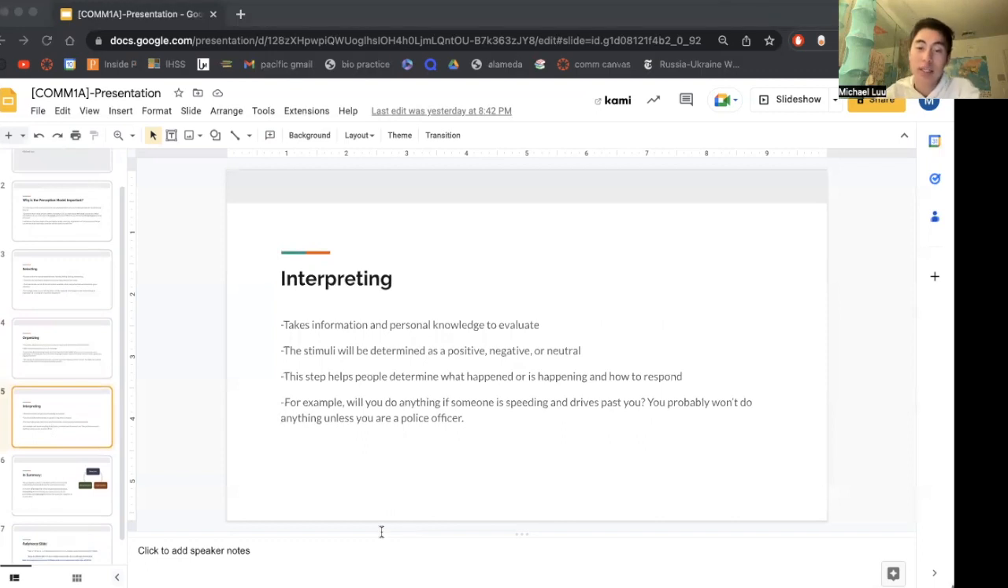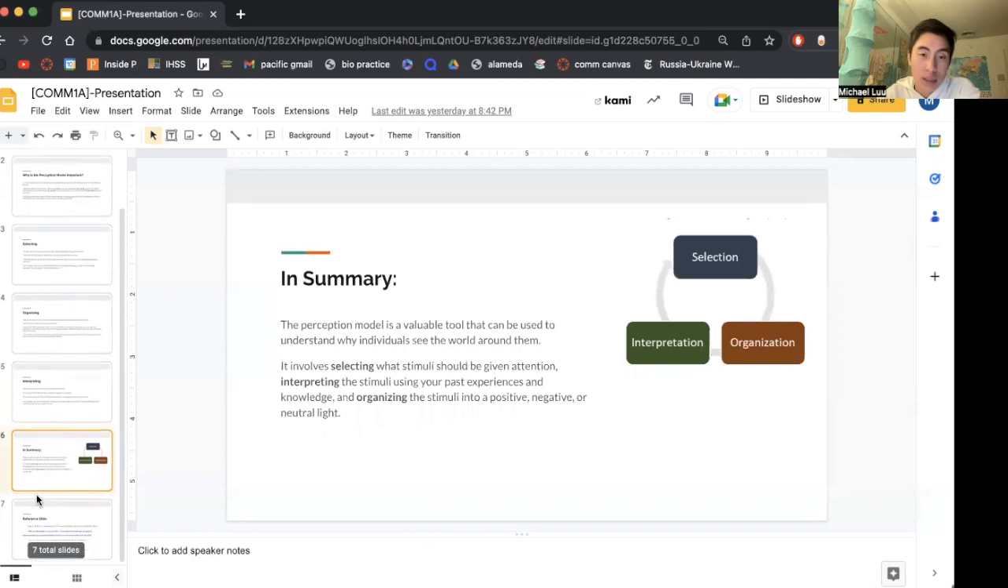This step involves deciding whether the stimuli you have received is positive, negative, or neutral. This step will help someone decide how to respond to the stimuli and whether or not a response is necessary. Someone seeing a car speed by at 90 miles per hour may ignore the car and continue with their life because there's nothing they can do. However, if this person is a police officer, they may decide to chase the person down and give them a speeding ticket because they have determined that this stimuli is negative and they are responsible for doing something about it.